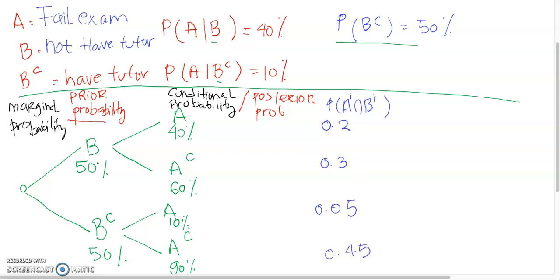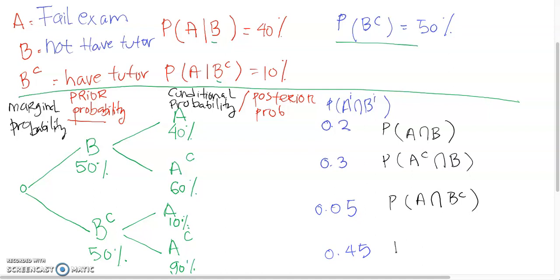And let us define these as the joint probability P(A and B): fail and not having tutor, not fail and not having tutor, fail with a tutor, and not fail and having a tutor. So this is the joint probability of the two events.